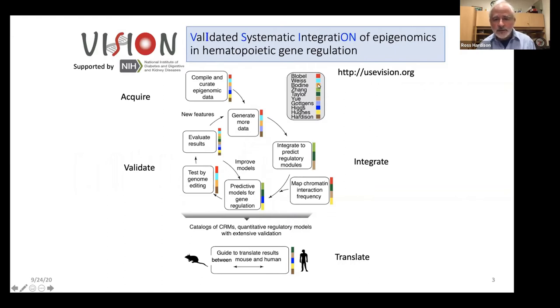This project, which is funded by NIDDK, consists of multiple laboratories around the world, and we're working to acquire epigenetic information either through our own experiments or by mining the work from other laboratories or consortia, including ENCODE, integrate that information to predict regulatory elements and to give you a painting of the regulatory landscape, and turn that integrative information into predictive models for gene regulation to predict how each regulatory element is impacting target genes, then test those predictions by genome editing, evaluate the results, and try to improve our modeling. We're doing this both in human and in mouse.